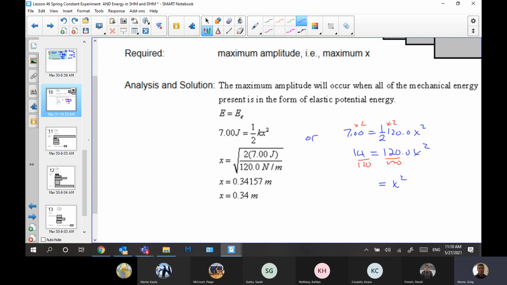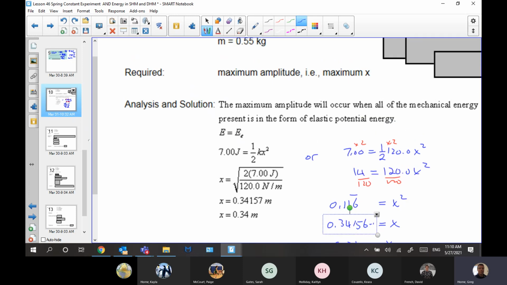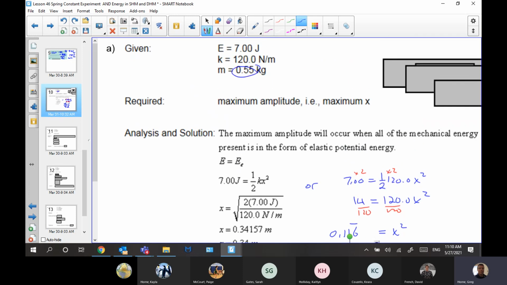x squared equals whatever that is. 14 divided by 120 is 0.116 repeated. Keep a bunch of decimals, of course, and then root that, and you get x equals 0.34156... I'll show that in the homework a lot, where it's just dots, showing I got a bunch of numbers, but of course I can only trust some of those. So 2 significant digits, because I believe somewhere along the way they gave us 2 significant digits.